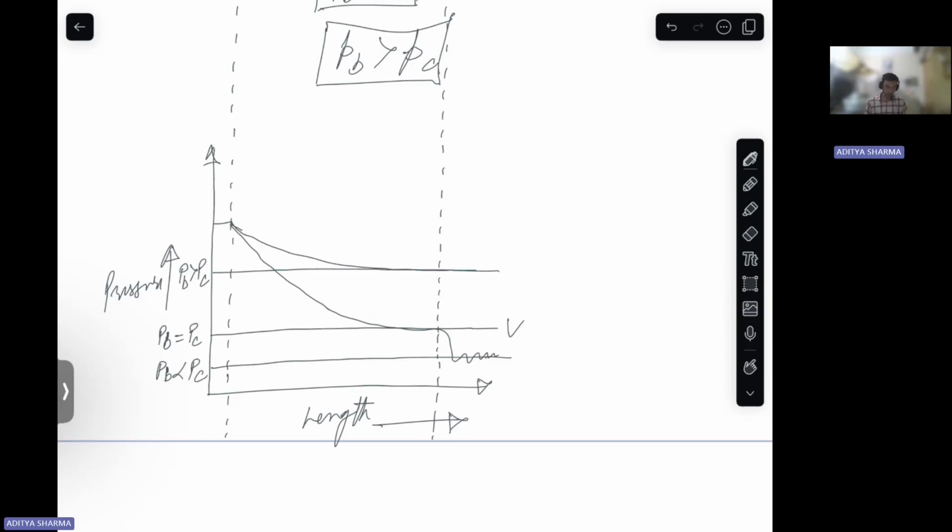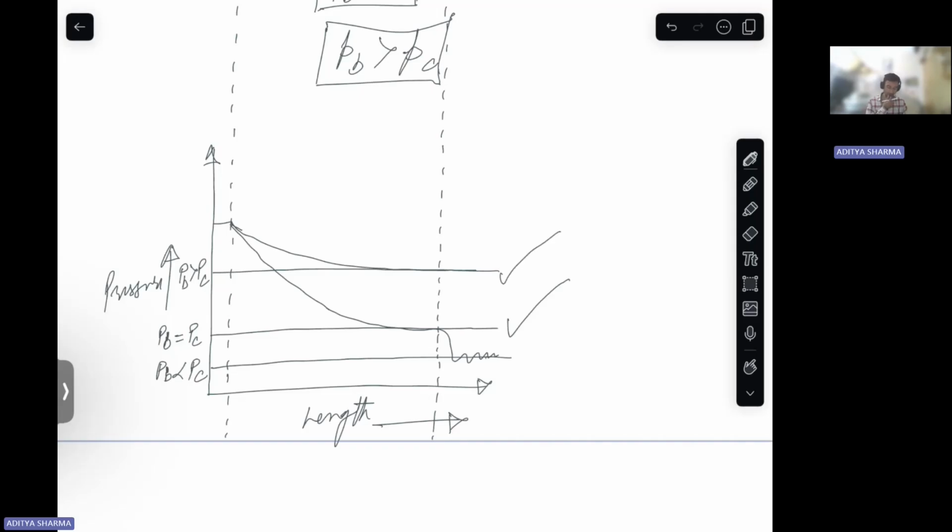So when your back pressure is equal to your critical pressure, that is your ideal condition, right? So ideally we want our convergent nozzle to expand in this way when your back pressure is equal to critical pressure. But if your back pressure is greater than your critical pressure, in that case, you won't have your nozzle choked, and the mass flow rate will not be maximum, right? And that is this case.